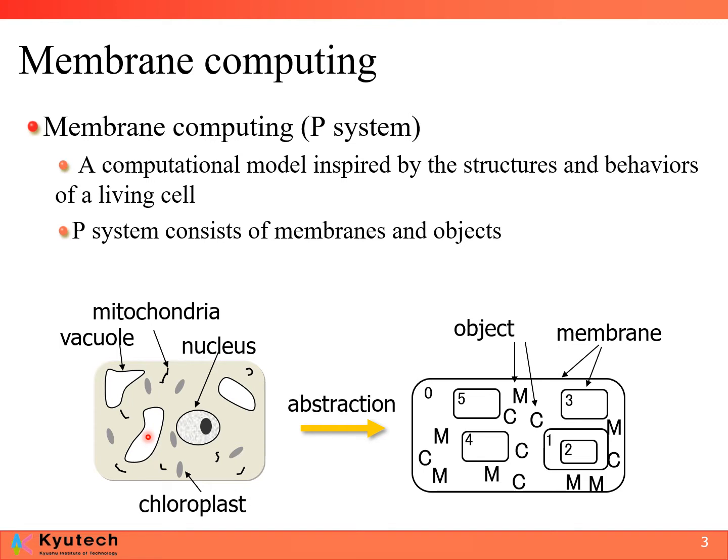Then, using the concept, P system has been proposed as a computational model based on the living cell. The P system consists of membranes and objects. This figure shows a P system which is obtained as an abstraction of a living cell on the left. In the P system, each membrane is labeled using distinct symbols and forms nested structures. In addition, each object is denoted as an alphabet and is contained in one of the membranes.